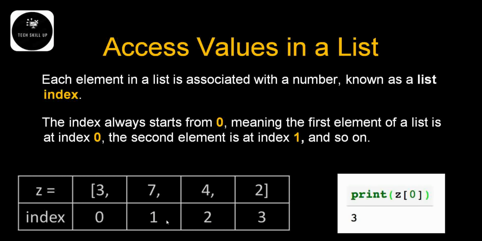Like you can see here, if you want to access the element 3, then you use the index value 0. You can see z of 0 gives us 3. If you want to get the value 4, then you use z of 2. This is the procedure to access elements, based on the index of the particular element.